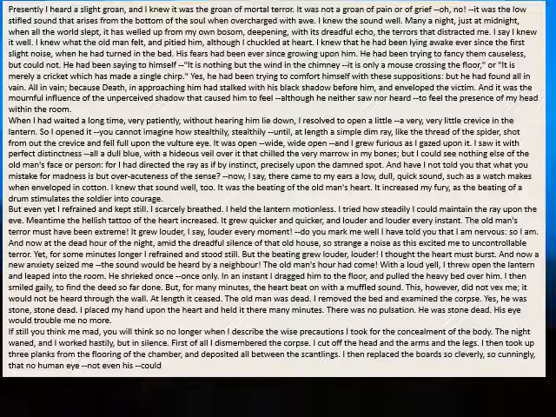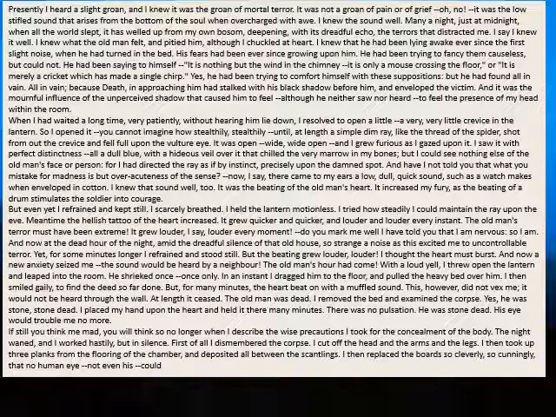Meantime the hellish tattoo of the heart increased. It grew quicker and quicker, and louder every instant. The old man's terror must have been extreme. It grew louder, I say, louder every moment. Do you mark me well? I have told you that I am nervous. So I am, and now at the dead hour of the night, amid the dreadful silence of that old house, so strange a noise that it excited me to uncontrollable terror. Yet for some minutes longer I refrained and stood still, but the beating grew louder, louder.